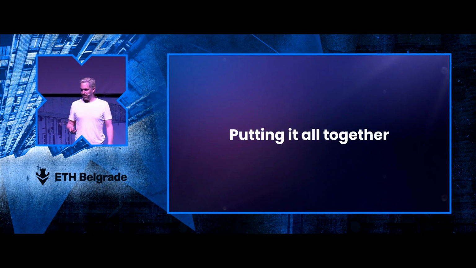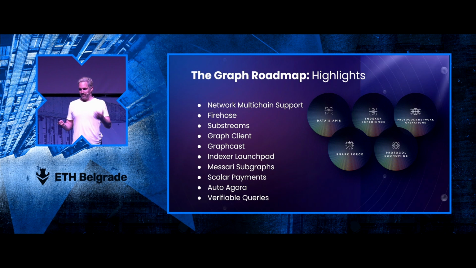Yeah, putting it all together, we see the data APIs, the indexer experience, the protocol network operations, Snark Force, and protocol economics. Then these are the research groups, and then we have network multi-chain support, Firehose, Substreams, Graph Client, Graphcast, Indexer Launchpad, Messari subgraph, Scalar payments, AutoAgora, verifiable queries, and so much more. So there's so much going on within The Graph. It's so exciting to work alongside all these super smart people.